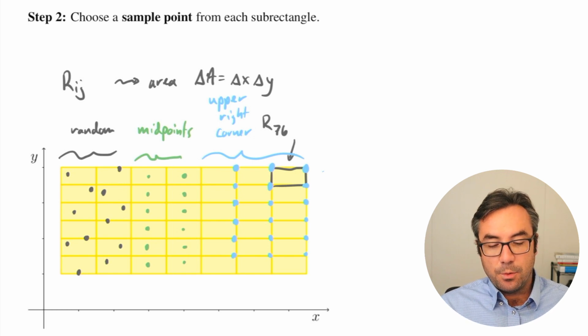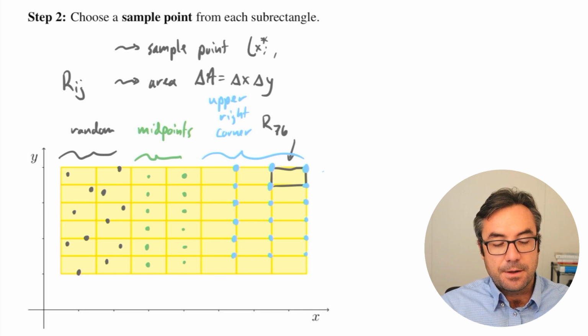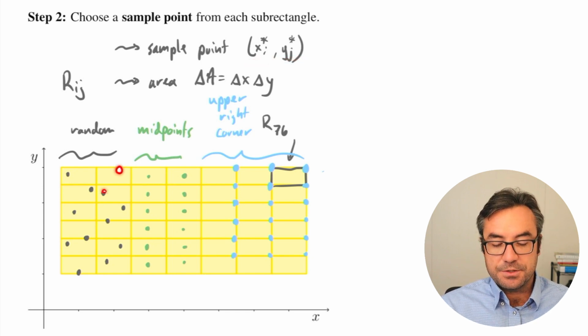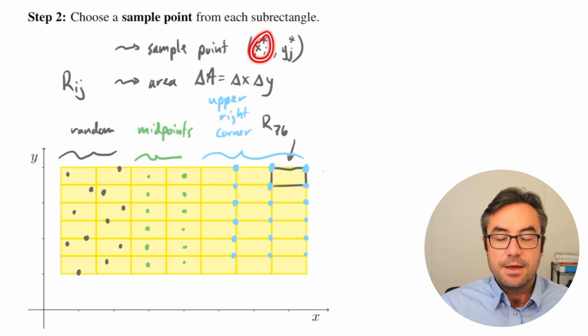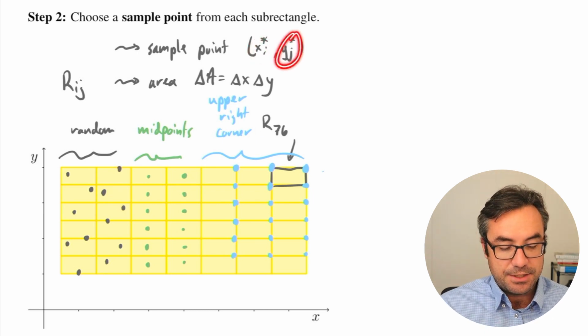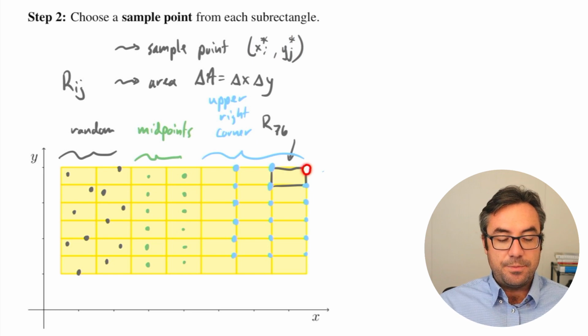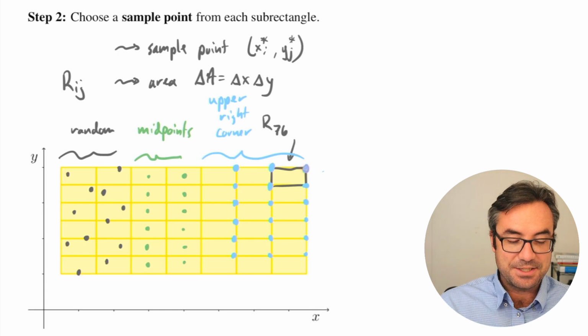And our sample point from that rectangle Rij, we're going to call that xi star, comma yj star. So we're just calling the coordinates for that sample point, whatever we pick, xi star and yj star. So in this case, this point would be x7 star and y6 star.